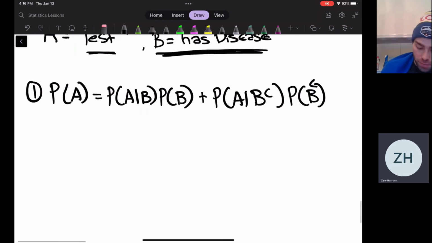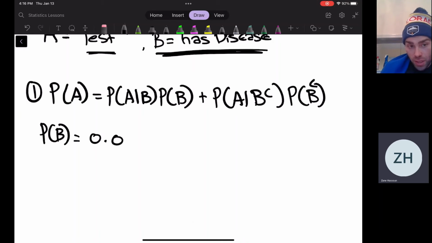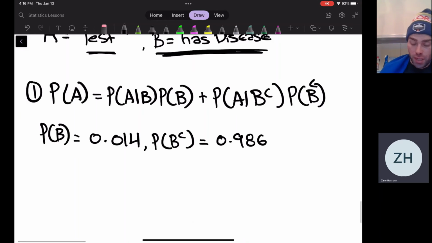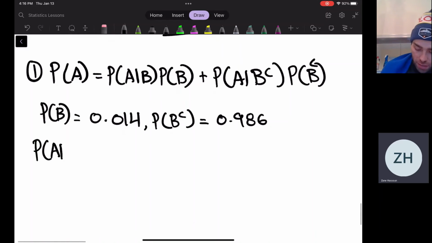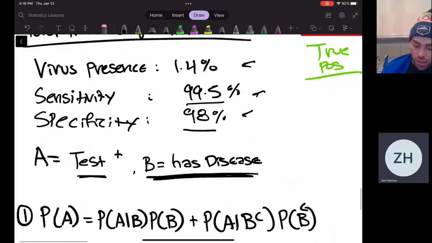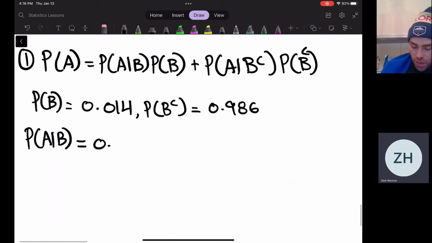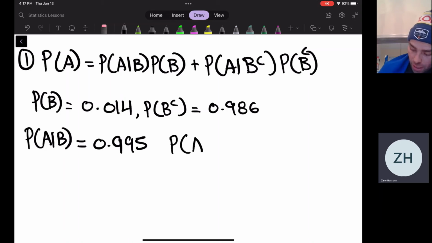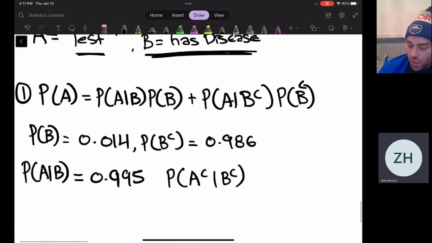So let's fill in the information. We know the probability of B, which is the prevalence of the disease, equals 0.014. And then the inverse, or B complement, is just 1 minus that, which would give us 0.986. In addition, we know the probability of A given B is actually here. It's our sensitivity. So we already have that number, 0.995. And similarly, we have the probability of A complement given B complement is the specificity, so that's 0.98.